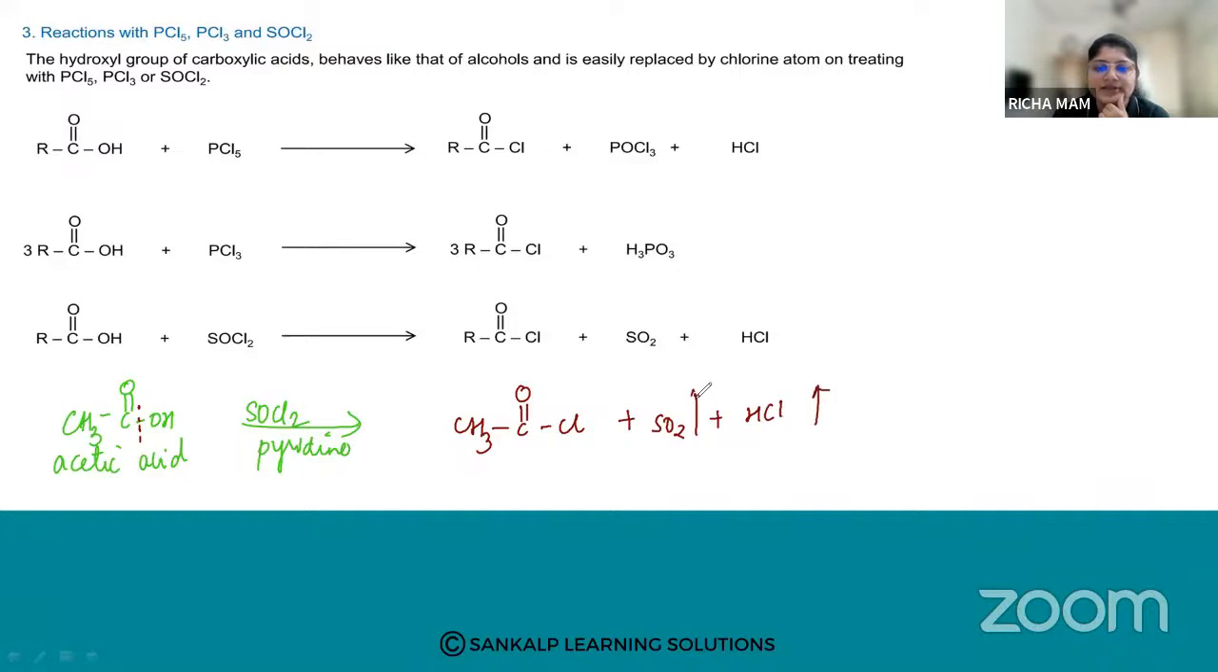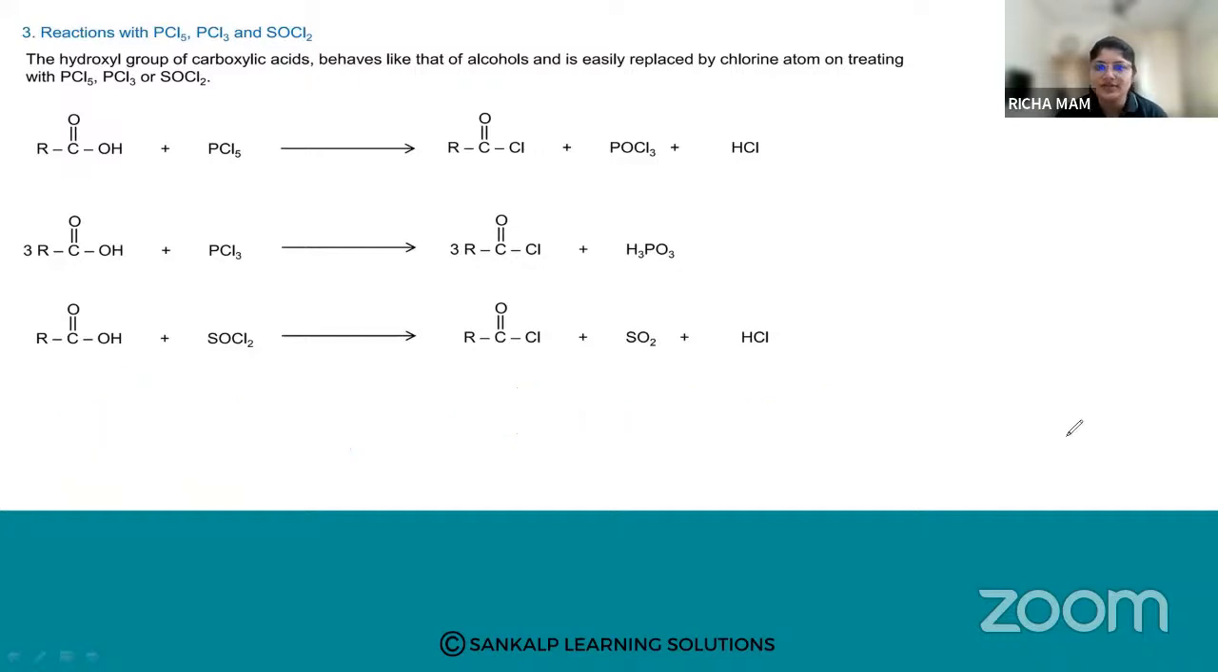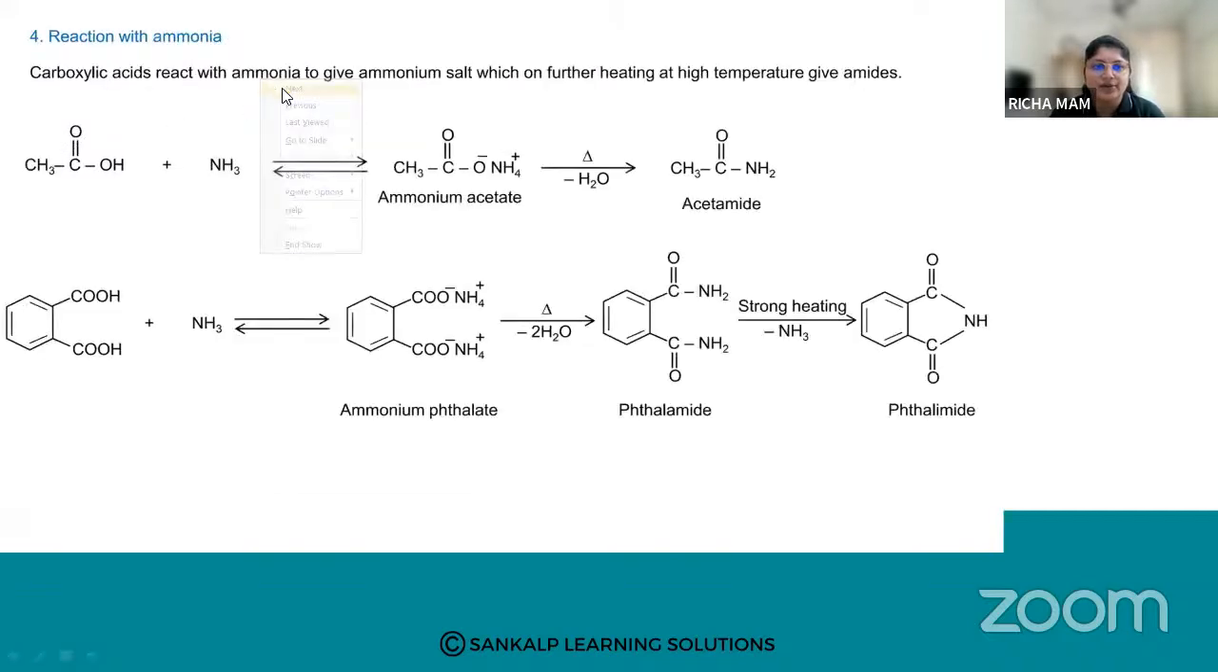So these are the gases, they will escape out. So you will get an acyl chloride. Sorry, acetyl chloride. Acetyl chloride. Fine. So like this, these are the reactions with phosphorus pentachloride, phosphorus trichloride, and thionyl chloride. Next is reaction with ammonia.